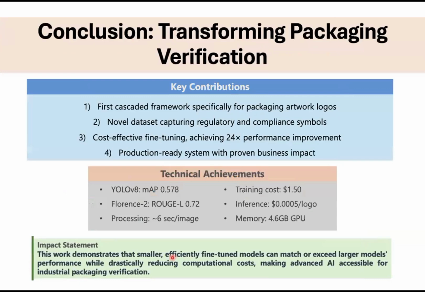So let's jump into the conclusion here. The key contributions that our work provides are that we have provided the first cascaded framework which specifically targets packaging artwork logos. And also we have a novel dataset which captures the regulatory and compliance symbols. And our cost-effective fine-tuning methodology achieved a 24-fold performance improvement, and hence we have a production-ready system which has a proven business impact. So this work demonstrates that even if you're using smaller models, if you carefully and efficiently train them enough, they can match or even exceed the performance of the larger models.